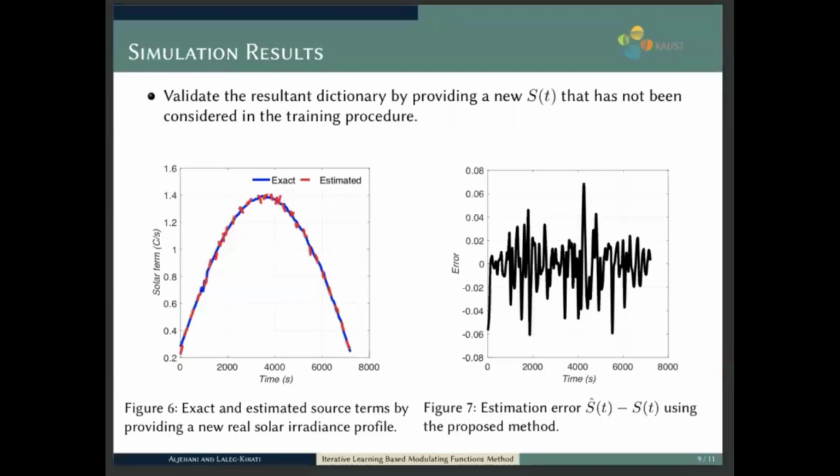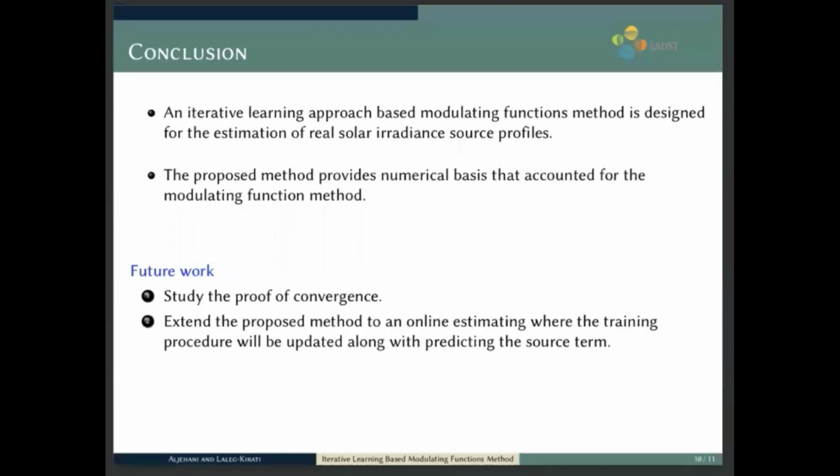We next validate the resulting dictionary by providing a new source term that has not been considered in the training process. Figure 6 shows the exact and estimated source term, and Figure 7 shows the error between the exact and estimated source terms. In the end, we developed an iterative method for estimating real solar irradiance profiles, and the proposed method provides a numerical basis for the modulating functions method. For future work, we will study the proof of convergence, and we will extend the proposed algorithm to online estimation.